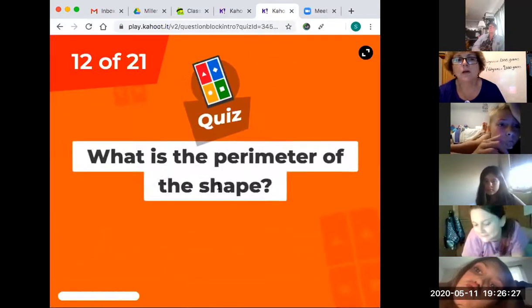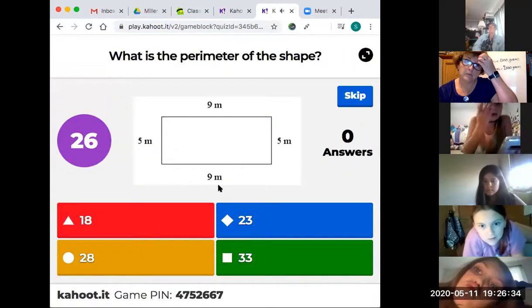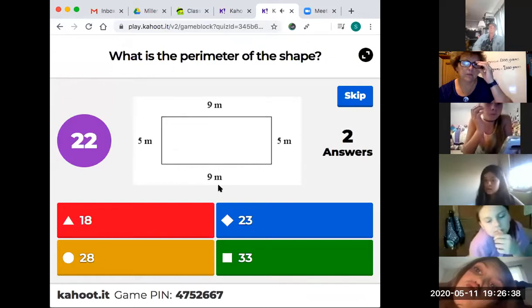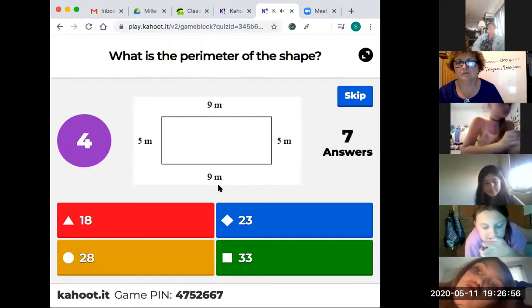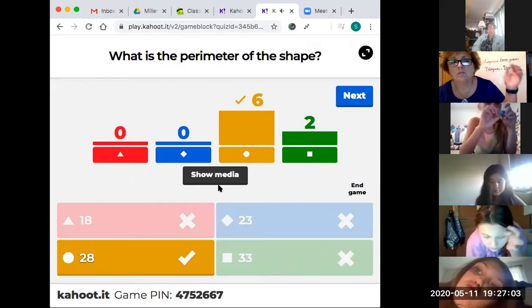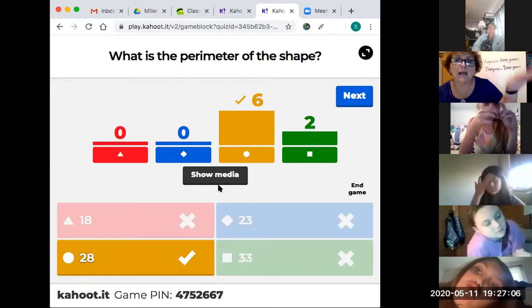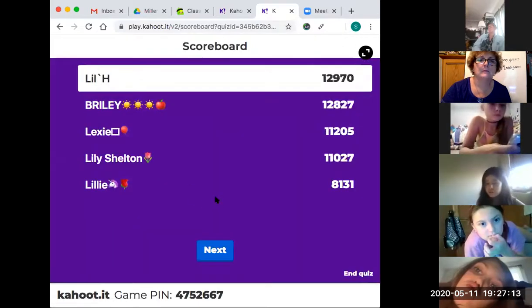And more questions. 12. What is the perimeter of the shape? Think about how you find perimeter. Okay, it was right. You had to add all the sides. You had to add all the sides, okay? That was 14. All right, nobody changed positions that time.